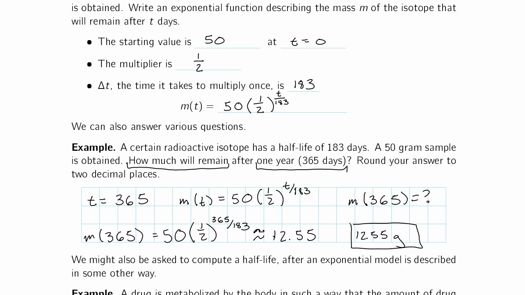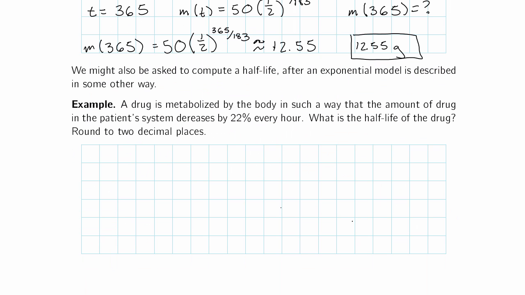Sometimes we're also asked to compute the half-life when we have an exponential model that's described in some other way, usually in terms of a percent change. So in this example, a drug is metabolized by the body in such a way that the amount of the drug in the patient's system decreases by 22% every hour. We want to know what is the half-life of the drug. Okay, so this is tricky. Why is it tricky? Because we are not told a starting amount. Let's see what happens though.